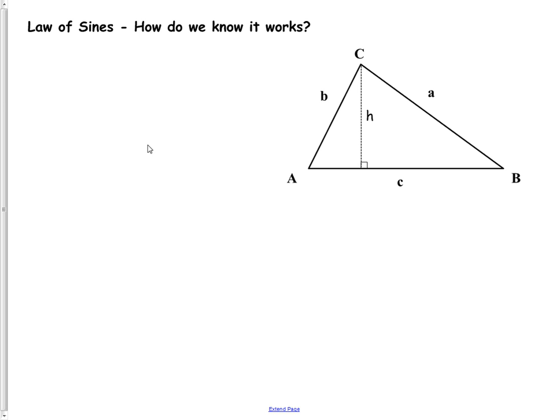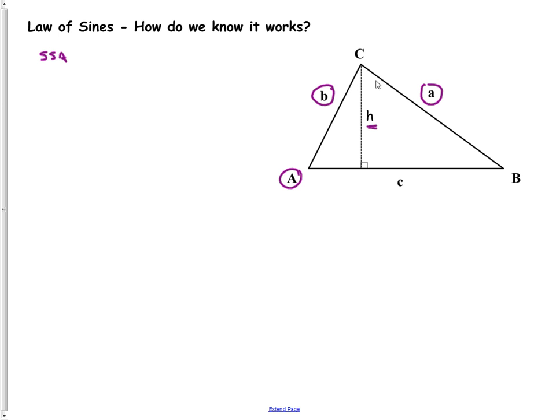Let's say that for argument's sake, I know what angle A is. I know what the length of side B is, and I know what the length of side A is. So we've got a side-side-angle situation. How do I really know that I'm getting the right information right here? Well, let's concentrate on this fact right here.